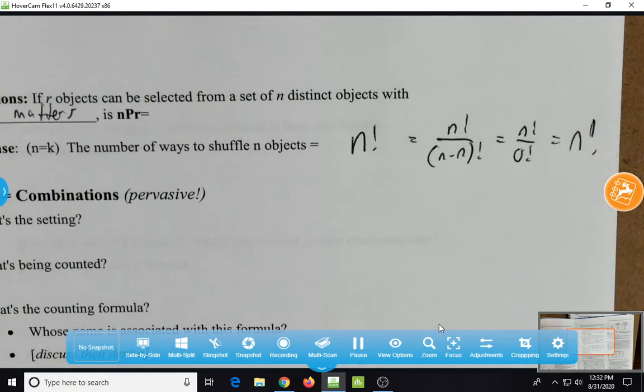Yes? What would be an example of that? Oh, I want to pick the 5 top people who have the highest metabolism rate in the next class. Turns out only 5 people show up, and if I'm going to rank them, it's going to be 5P5, and 5, 4, 3, 2, 1. So 120.